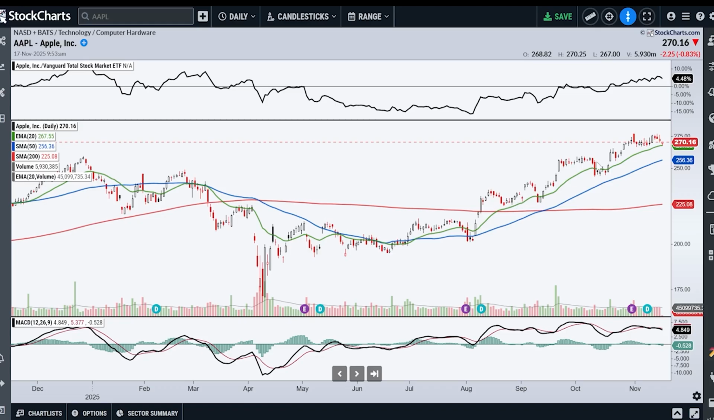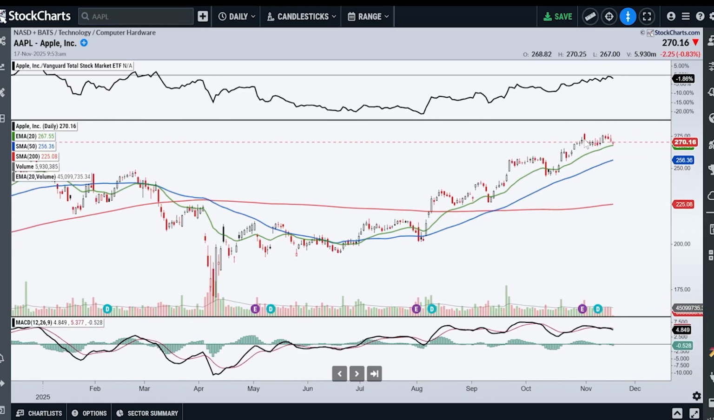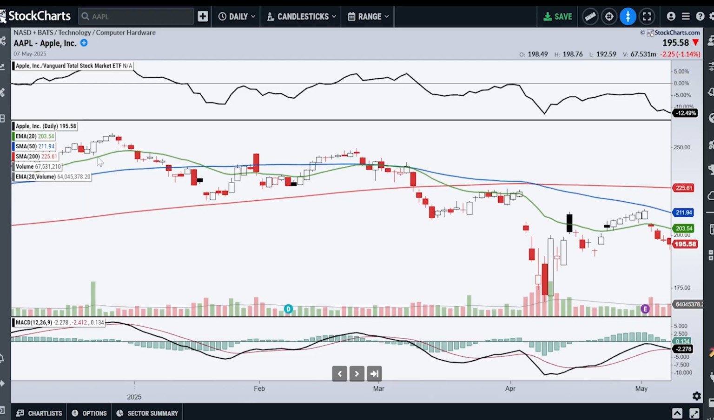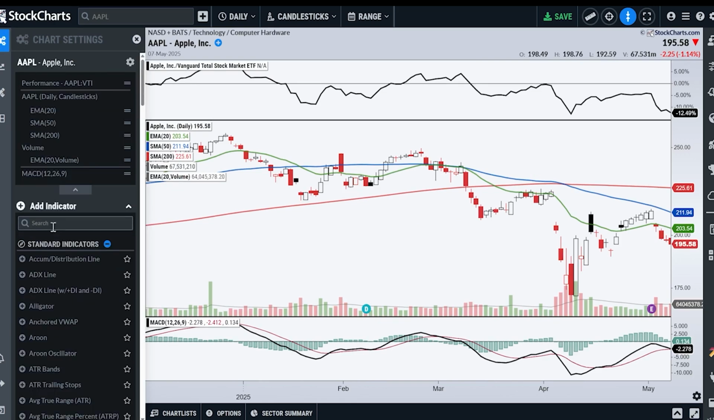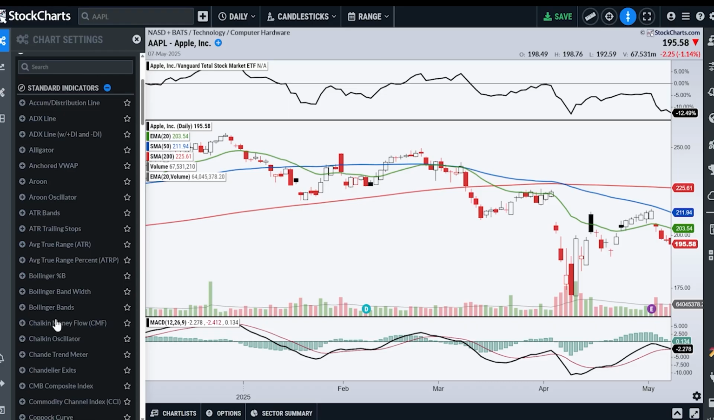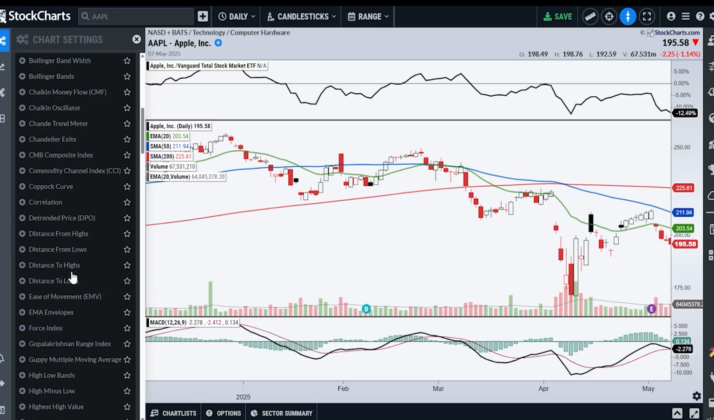So the advanced charting platform is going to be much more interactive. As you move around the screen, you can click on the chart and change the time frame. You can zoom in and out. You can quickly adjust any of your indicators from this sidebar here. It's really easy to add indicators, and there are just a ton in stockcharts.com. Far more indicators and overlays than what you get with Finviz.